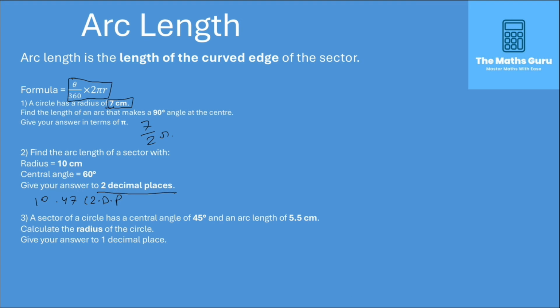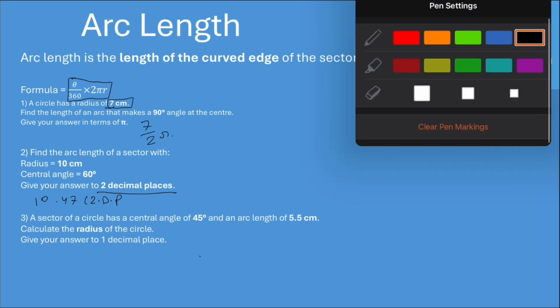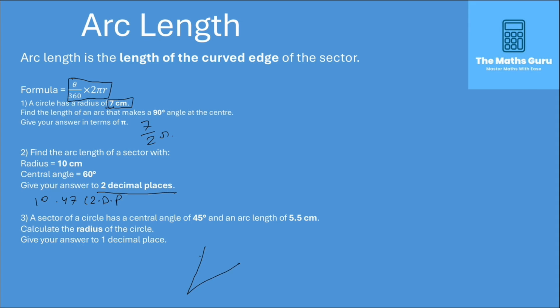Now, looking at the last question, we see that a sector of a circle has a central angle of 45 degrees and an arc length of 5.5 centimeters. Calculate the radius of the circle, giving your answer to 1 decimal place.